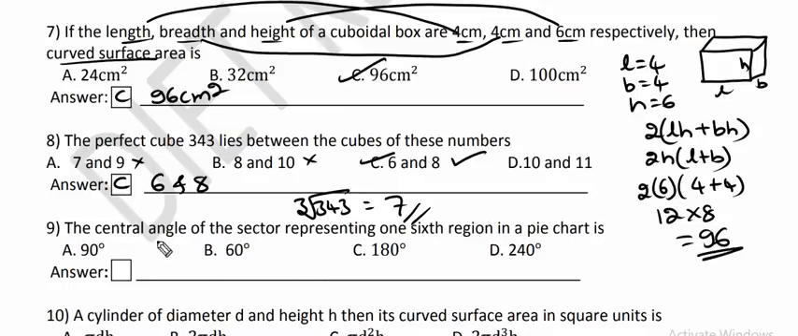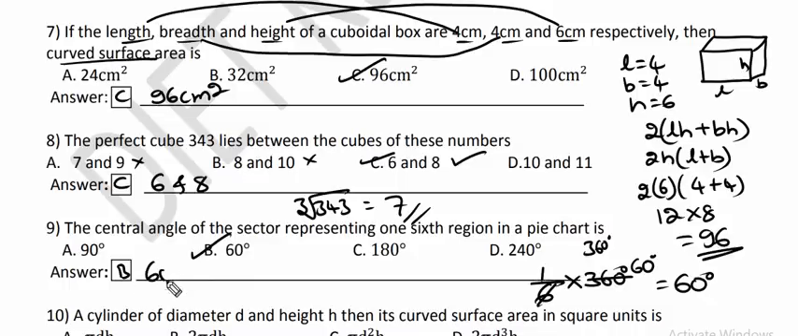Now, the central angle of the sector representing 1/6 region of the pie chart is asked. So therefore you have to find out the 1/6 part of the circle for the pie chart. The total angle of the circle is 360 degree. So we have to multiply 360 degree by 1/6. That is 6 sixes are 36, that is equal to 60 degree. That is option B, the correct answer. The 60 degree is the central angle of the sector. So now we move to the next question.